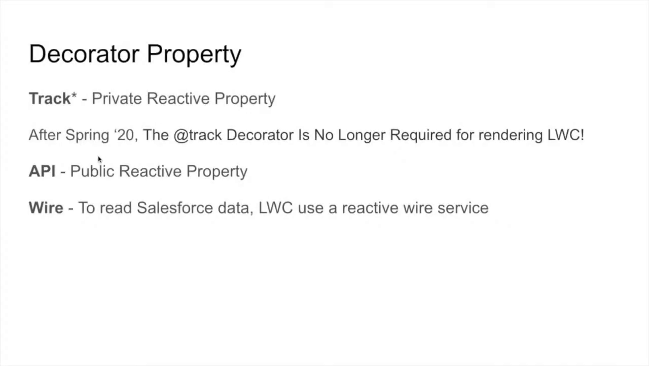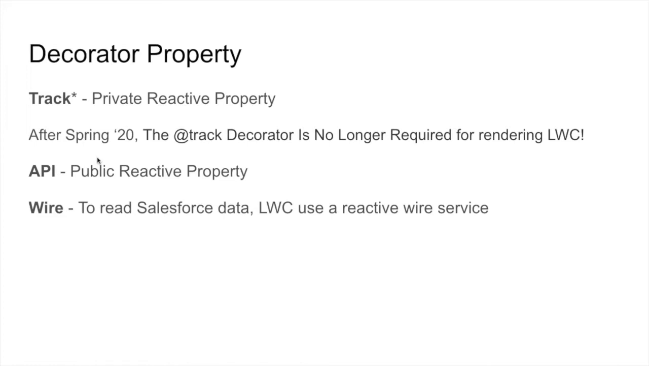Let us first explore the decorator properties now. There are three types of decorators: track, API and wire. Basically decorators are supported by ECMAScript, but these three types of decorators are specially built for Lightning Web Component. Now let's just take a look at track.